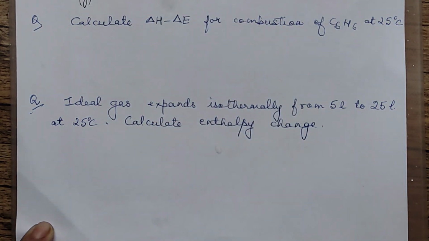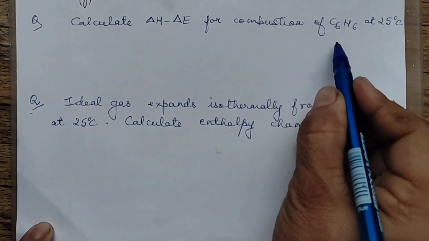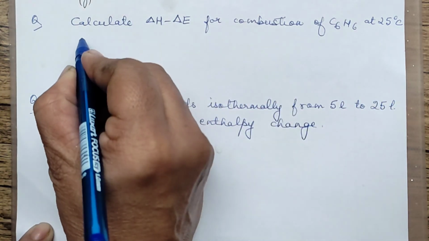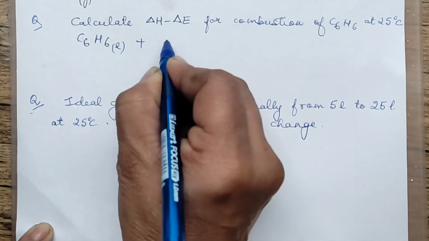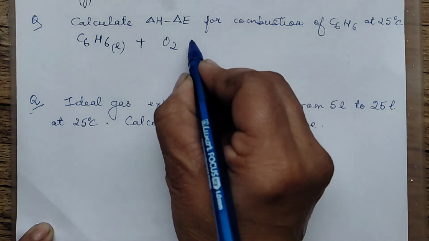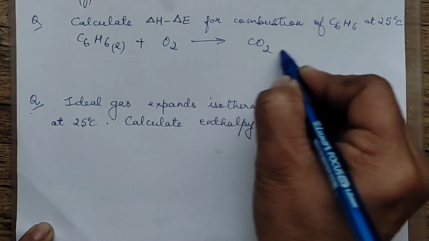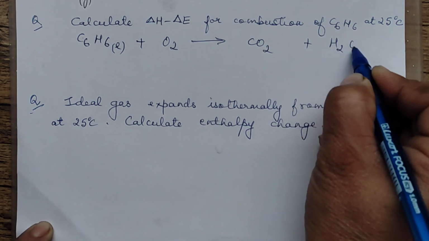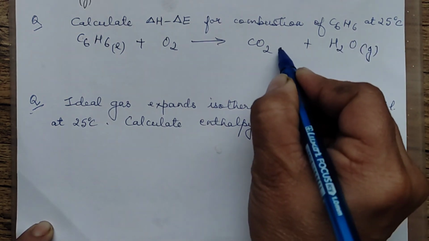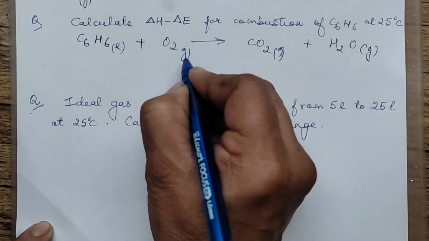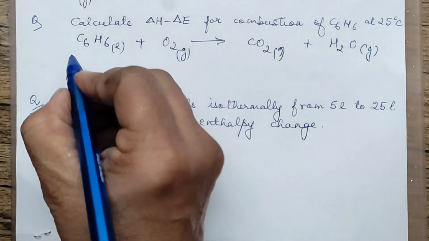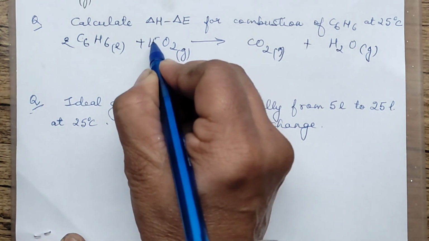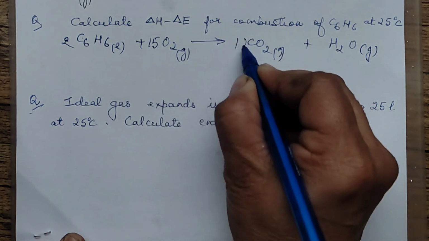Now suppose you are given a question, calculate the difference of H and E for the combustion of benzene at 25 degrees Celsius. For that you need to write down the equation first. Benzene combustion equation, benzene is C6H6, physical state liquid. Combustion means reacting with oxygen, and any hydrocarbon on burning always forms carbon dioxide plus water. This is in the gas state, this is also in the gas phase, this is in the gas phase. You need to balance the equation to check the coefficients, right?